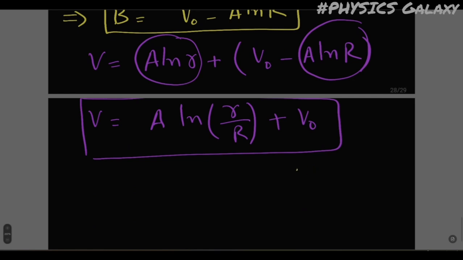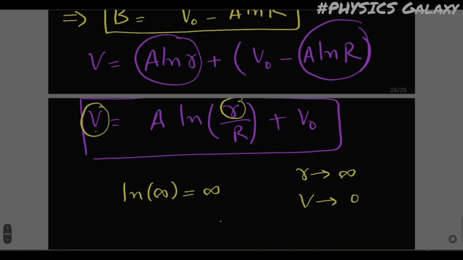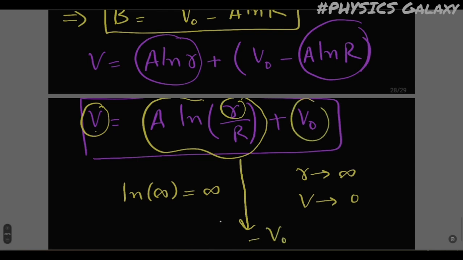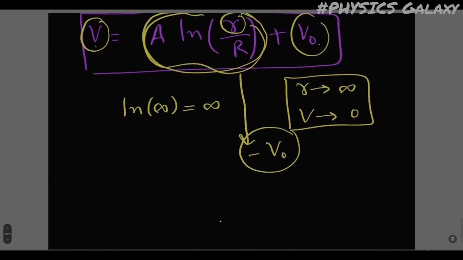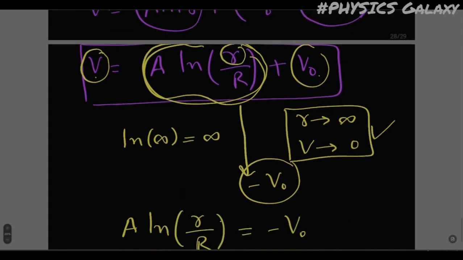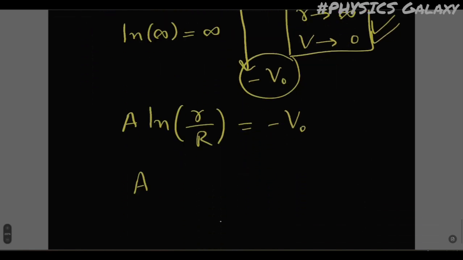See, when R goes to infinity, V has to go to zero. Now if we look here, when R goes to infinity, ln of infinity goes to infinity. So what do I have to do? If V has to go to zero, then that means this whole term has to go to minus V naught. If this goes to minus V naught, then minus V naught plus V naught will give me zero. So to apply this condition, A ln of r by capital R has to go to minus V naught. This is the beauty of this trick. So A ln of small r by capital R has to go to minus V naught, only then can this condition be applied here. So that means A will be equal to minus V naught by ln of small r by capital R.